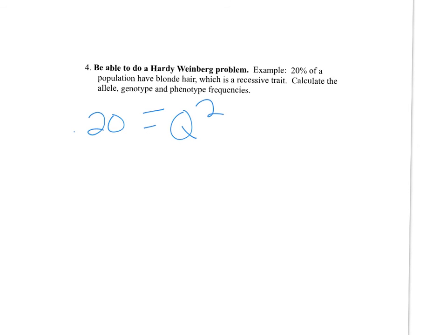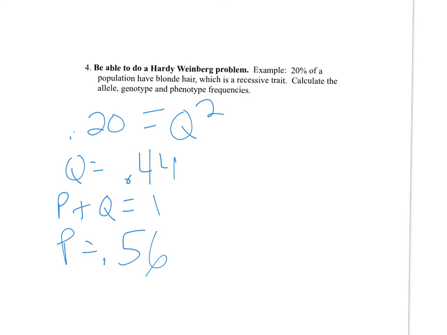I guess that's the hardest part. Once you have q squared, you can get q by taking the square root of 0.20. And so if you do that in the calculator, you're going to get 0.44. And then using your formula sheet, you know that p plus q equals 1. So if you subtract from 1, you get your p, which is going to be 0.56. So right away, we already answered the first question. Calculate the allele frequency. The allele frequency is p and q.